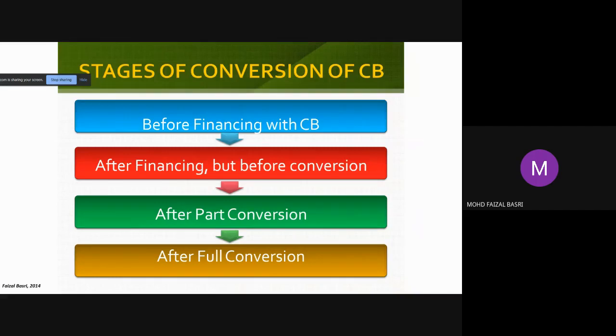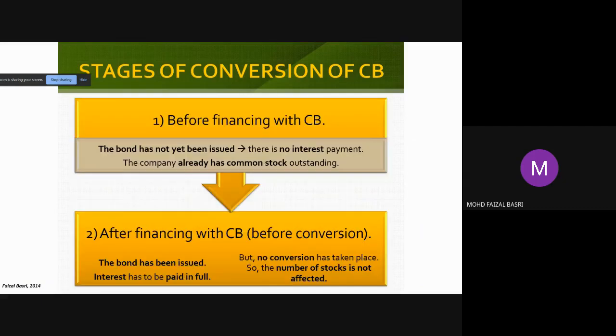So these are the stages as I said tadi: before financing, maknanya before the issue of the convertible bond, lepas tu after the issue of the convertible bond tapi tak ada conversion lagi, before conversion. And then the third stage, partial conversion. And last one, they're gonna have a full conversion. Okay, ni semua ada cerita tadi, you boleh baca balik lah later on.